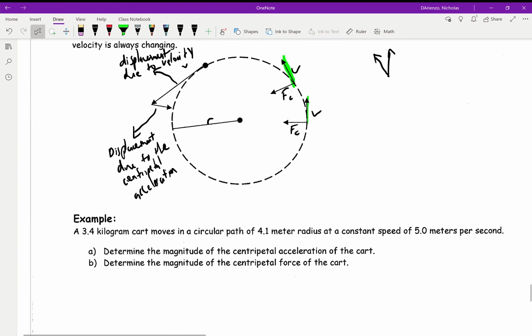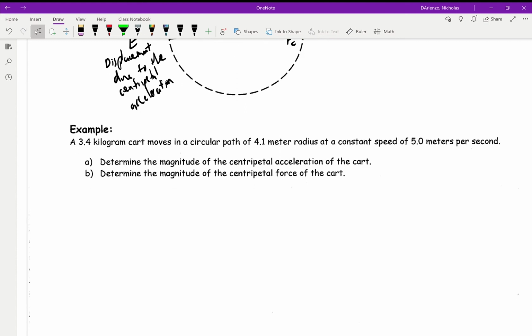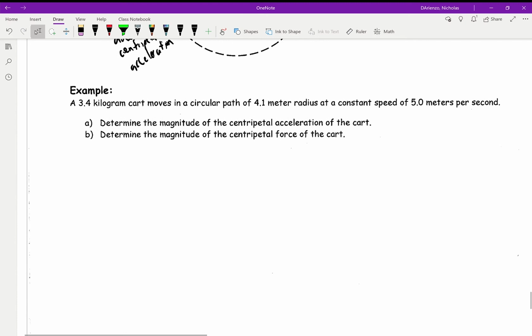So let's take a look at this in an example. A 3.4 kilogram cart moves in a circular path of 4.1 meter radius at a constant speed of 5 meters per second. Determine the magnitude of the centripetal acceleration of the cart, and then we'll determine the magnitude of the centripetal force of the cart. So let's first see what we know.